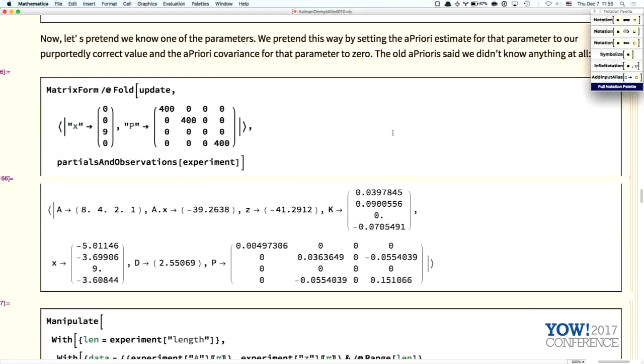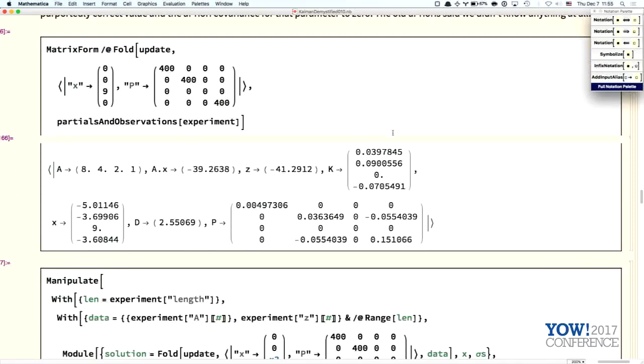Okay, a couple more points. Remember I said if I pretend I know one of the parameters, then I can solve for the others. How do I pretend I know one of the parameters? All I do is change the a priori. I'm not changing the fold. I'm not changing the filter. I just change the data.